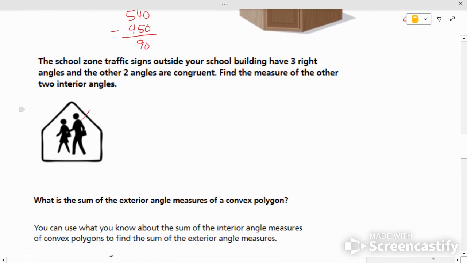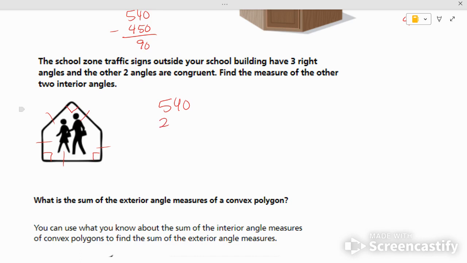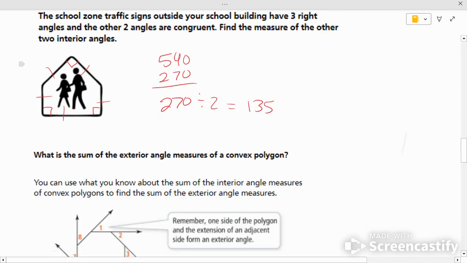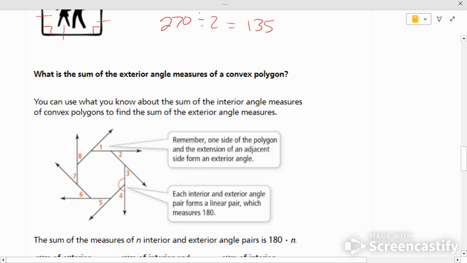This one, 1, 2, 3, 4, 5 sides, right? So there's 5 sides, so there's 540 degrees here. If these two are 90 degrees, those two are 90 degrees, and this one's 90 degrees, that's 270 made up of 90-degree angles. What are the other two? Well, if you divide them by 2, they're 135, just like in the last problem. That's interior angles: n minus 2 times 180.